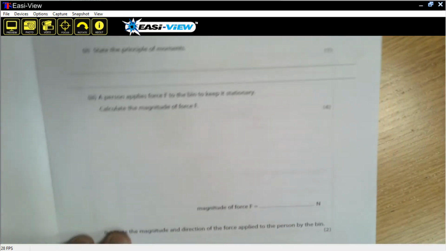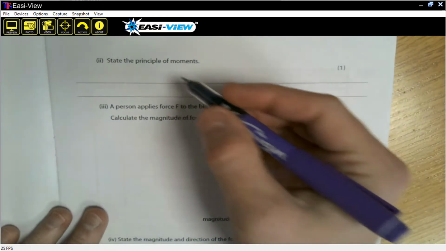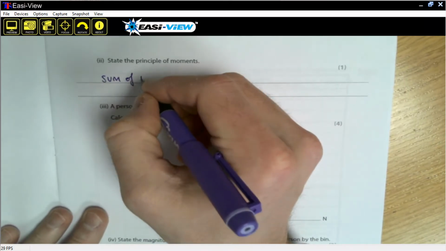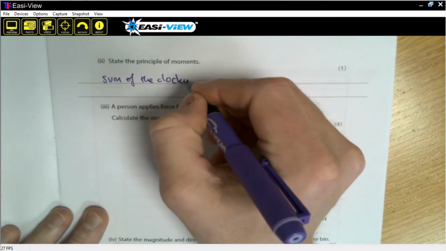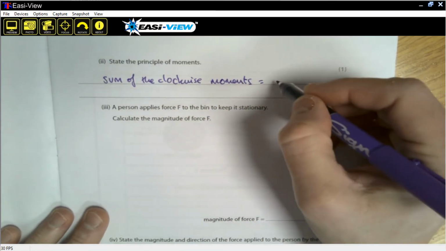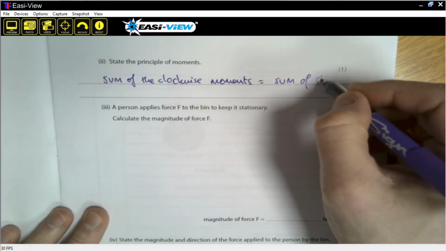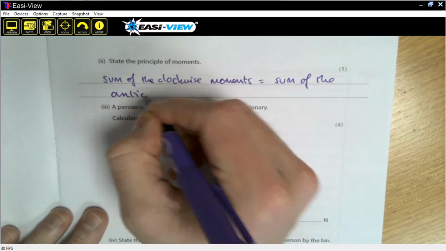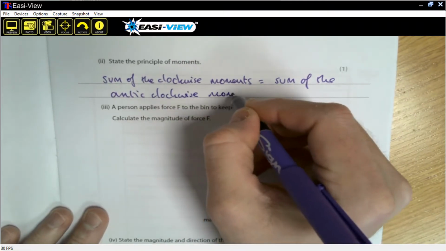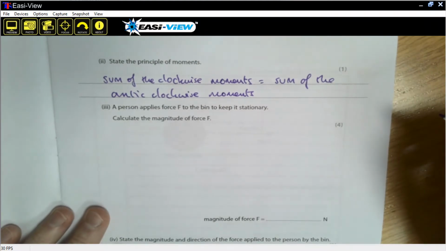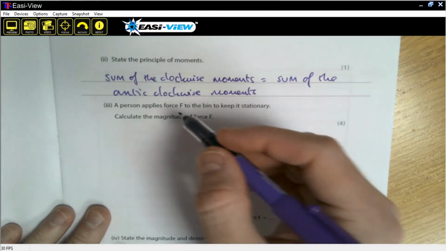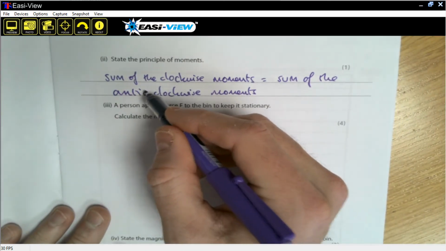State the principle of moments. The principle of moments, you are required to be able to recall that the sum of the clockwise moments are equal to the sum of the anti-clockwise moments. And that's to be in equilibrium. So to be in equilibrium, the sum of the clockwise moments must be equal to the sum of the anti-clockwise moments.